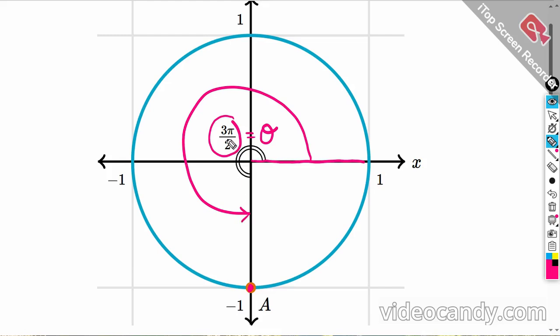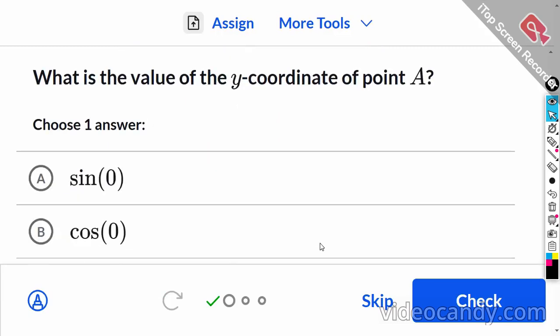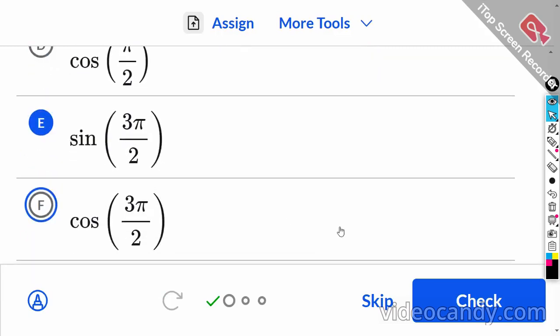Recall that we said the cosine is the x-coordinate. So for point A, the cosine of 3 pi over 2 is your x-coordinate, and the sine of 3 pi over 2 is your y-coordinate. All right, that's for this point A. This is the x, and that is the y. So that's it. All right, so the y-coordinate of point A is the sine of 3 pi over 2.